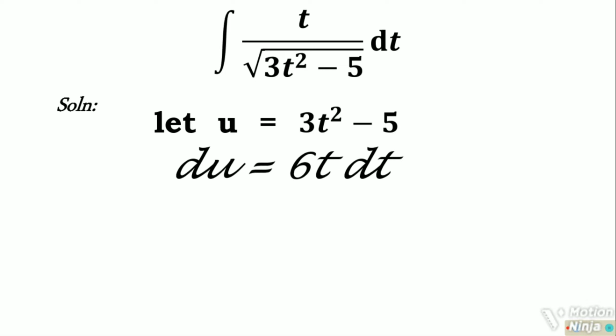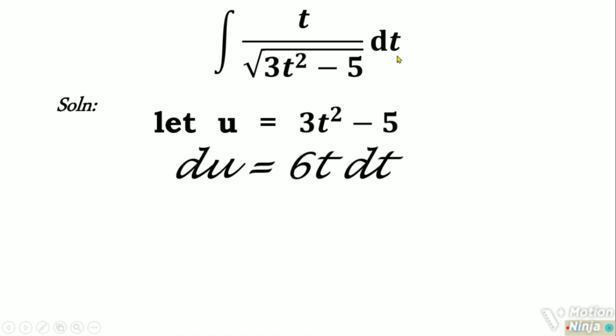So the derivative of u with respect to t will be equal to 6t, and the negative 5 will automatically become 0, because the coefficient of 5 which is related to t has been raised to power 0. So t⁰ is equal to 1. So if we differentiate, it becomes 0. So the derivative is equal to 6t dt.